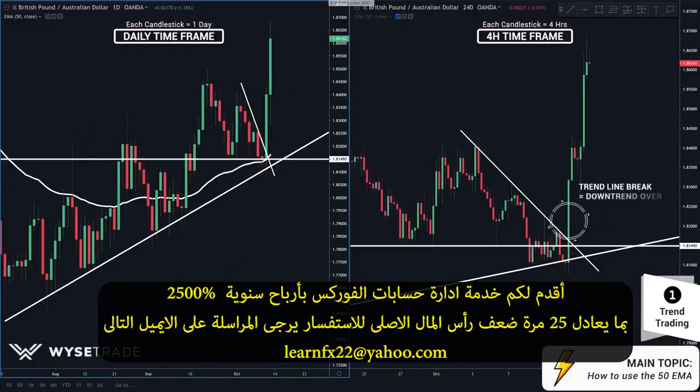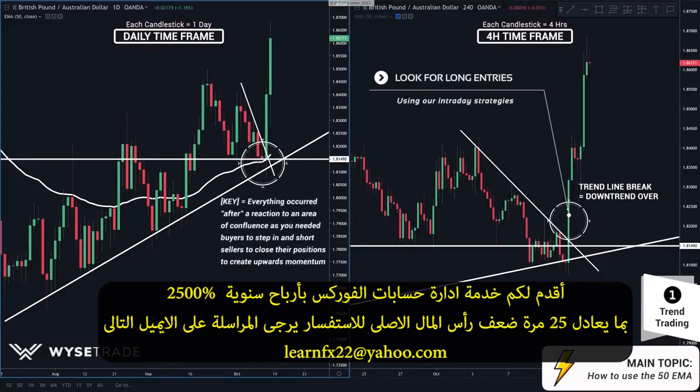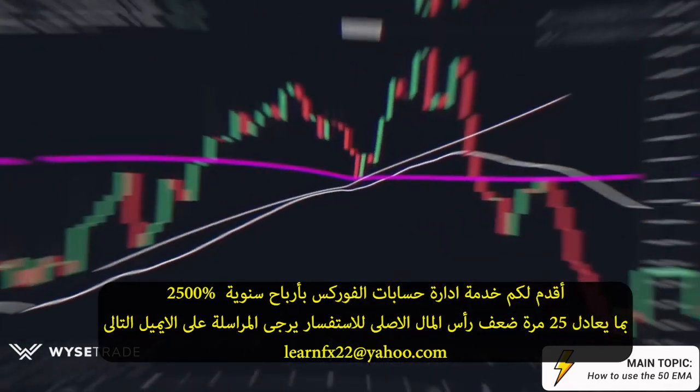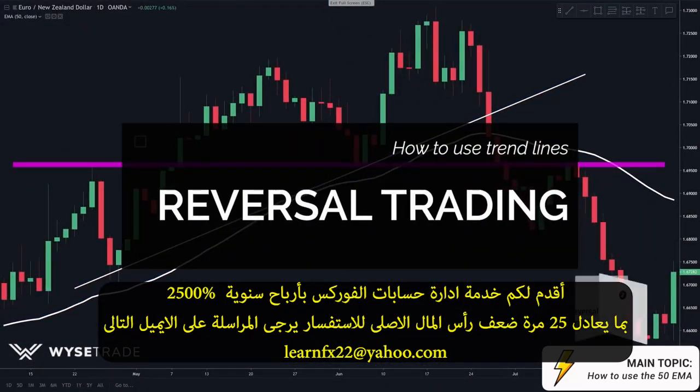And once you had your break through the short-term trend line, your directional bias is confirmed as long, and you would go to the lower time frames and start looking for long entries through breakouts and momentum plays. Now, as a reminder, the most important part is that this all occurred after reaching and reacting to an area of high confluence, as you needed all those different schools of traders to enter the market in order to create upwards momentum. And what you are doing is riding the momentum for your trade. So now that you understand trend trading with the 50 EMA, let's move on to reversal trading.